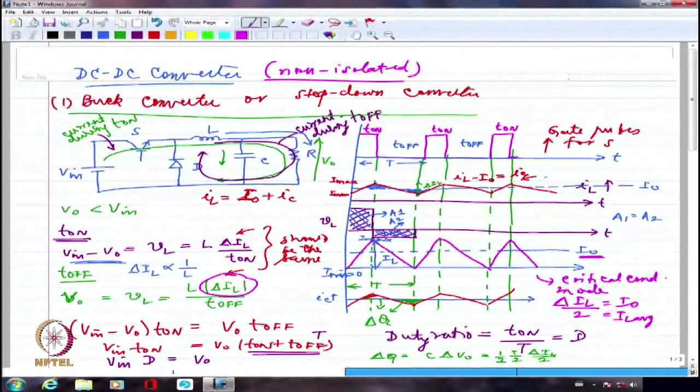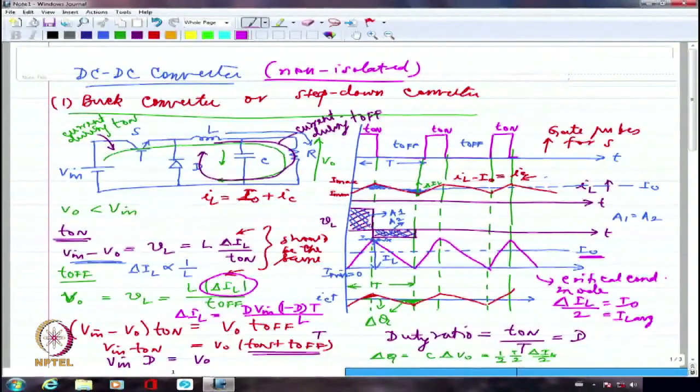So I should be able to write this as, for example, delta IL equal to D times V in multiplied by 1 minus D times T divided by L. Right? I have just written this V naught multiplied by T off. V naught is D times V in. T off is 1 minus D times T divided by L. That is what is delta IL. When will delta IL be maximum for this? With respect to D, you have to differentiate. Capital D, you have to differentiate. You will get 2D equal to 1, which is D equal to 0.5.